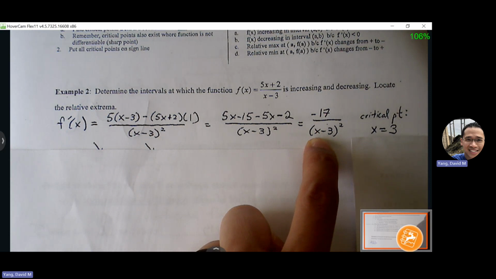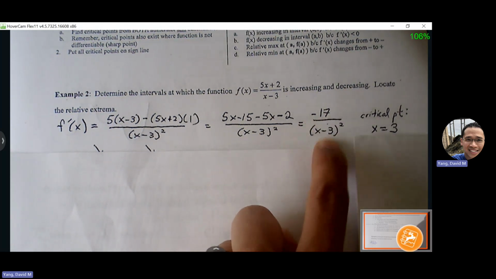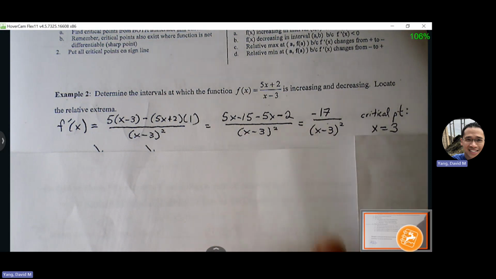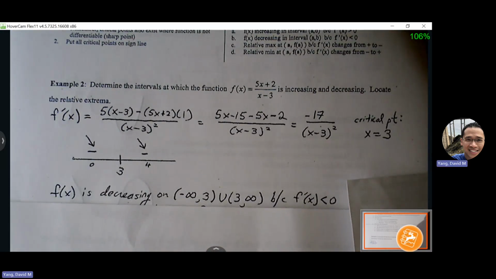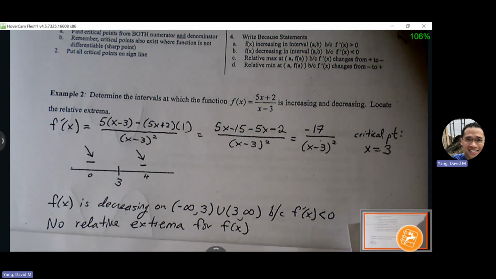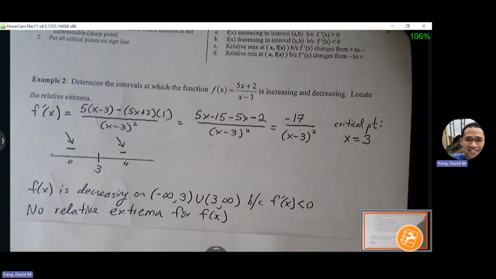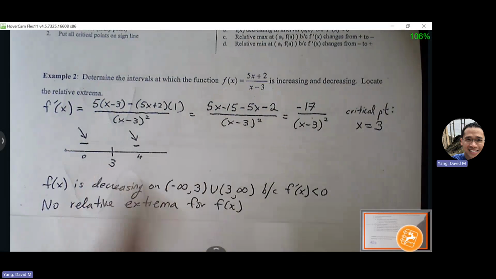But if I plug in a number greater than 3, I'm still going to get what? Still negative, right? Yeah, still negative slope. That -17 is always staying -17. The denominator is always positive. So my graph has no relative max, no relative min, but it does have intervals of decrease. But we do need to split them up because we can't include 3 as a place where the graph is decreasing since the graph doesn't exist there. So we say our function is decreasing on the 2 separate intervals because f prime is less than 0. And they say to locate relative extrema, we do not have relative extrema for this function.